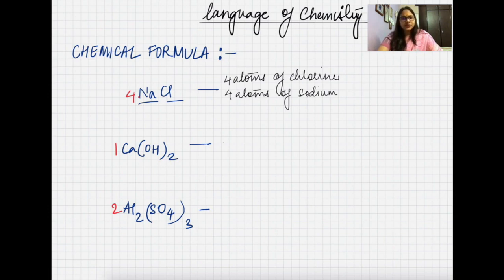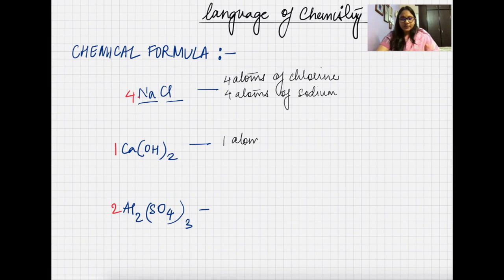And the same thing you will repeat for chlorine. At the base of chlorine there is no number. You will assume it to be 1 and multiply 1 with 4. So you've got 4 atoms of chlorine and 4 atoms of sodium.